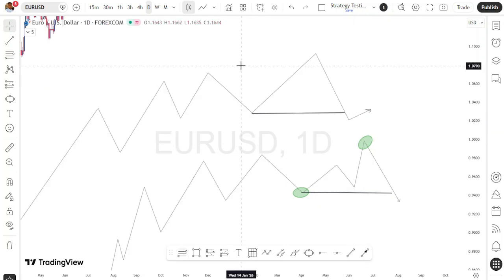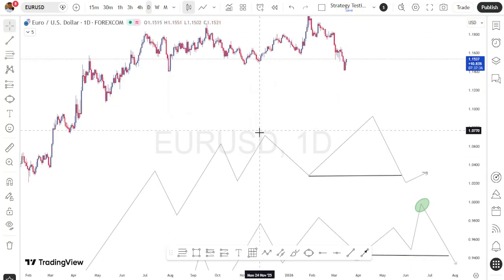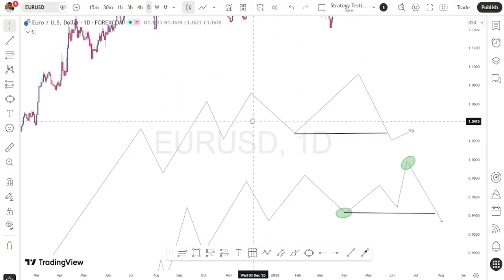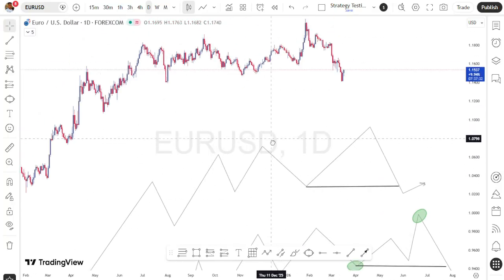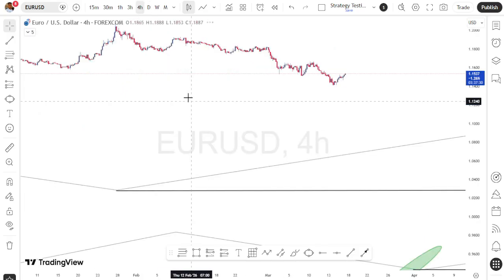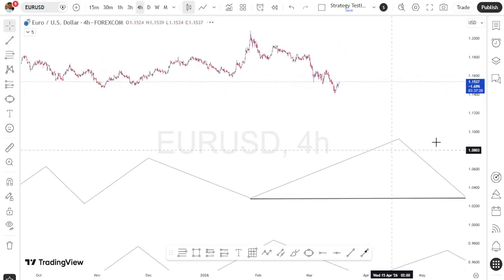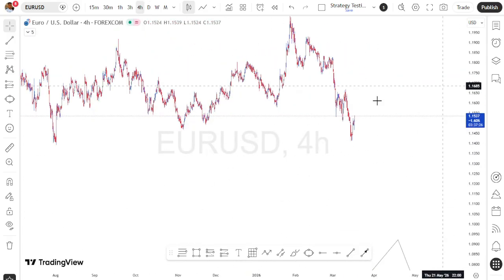So now we are going to go straight to the 4 hours time frame. This is the weekly structure. This is the daily structure, and we are going to go straight to the 4 hours time frame. Let's see what the 4 hours time frame is saying as well. So I'm just going to mark.